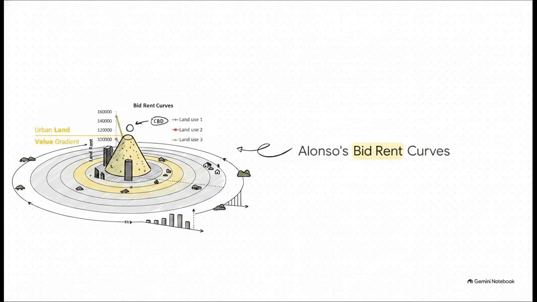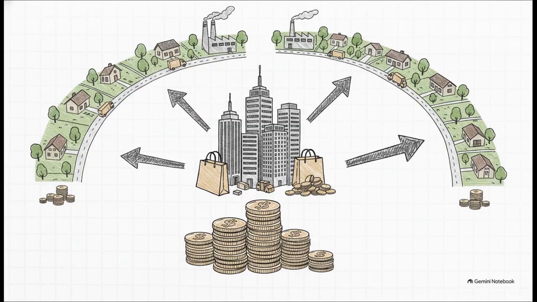But as you move away from that center, the amount people are actually willing to pay, their bid rent, just drops off. The outer surface of these intersecting sweeping curves forms what economists call a declining land value gradient. Simply put, the closer you get to the center, the steeper the rent. So who actually wins the fight for this incredibly expensive central land? Well, we have three main competitors.